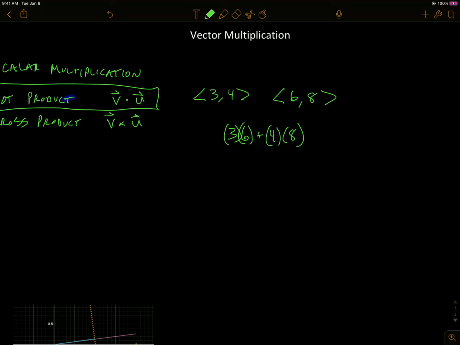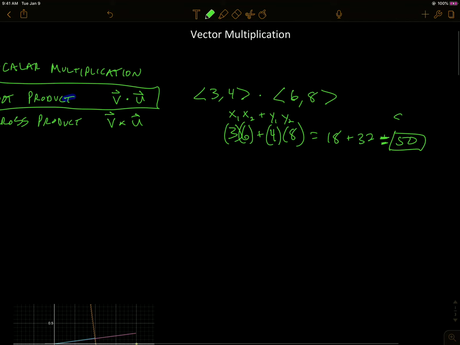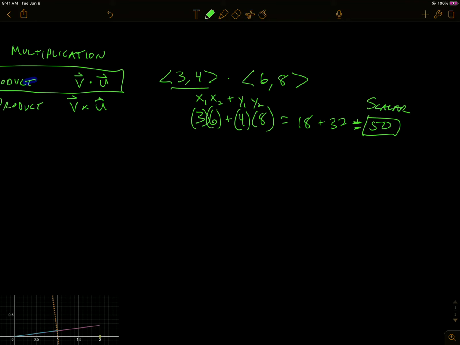So you're multiplying the x components, then you're adding to that the multiplication of the y components. And it's not a vector. The answer comes out to be just a number. So in this case, we get 18 plus 32, which is 50. So the interesting thing here is when we do a dot product, we're taking two vectors and multiplying them, and we end up with a scalar for an answer. You don't get a vector at all.